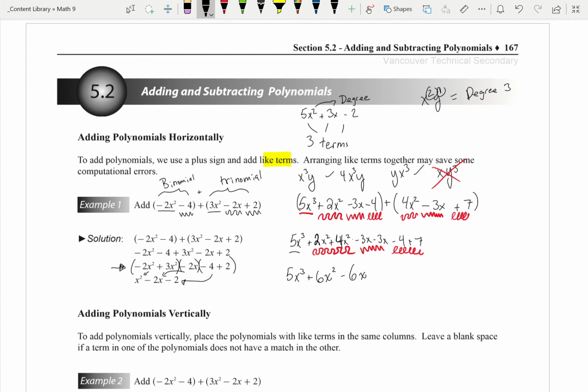The way you can think about that is if x represented apples, and someone took away 3 apples, and then another person took away 3 apples, in total there were 6 apples taken away. I'm not changing it to the squared apples. And then lastly, just the number all on its own, so I have -4 plus 7, so this is going to be plus 3.